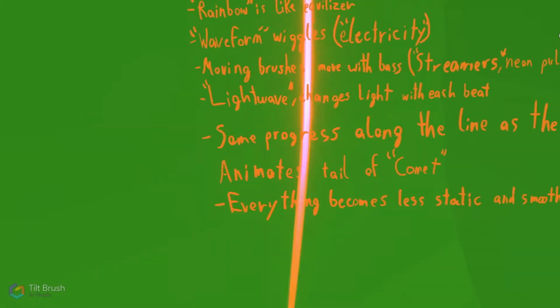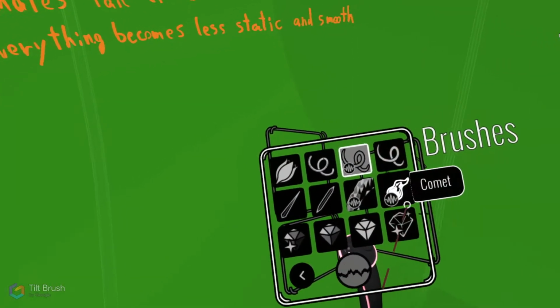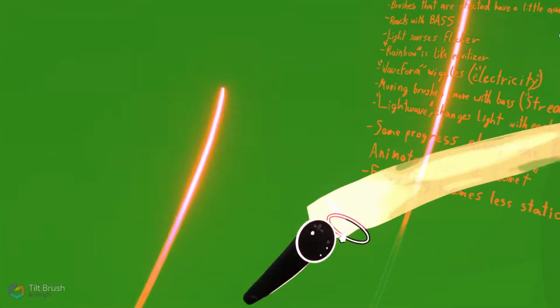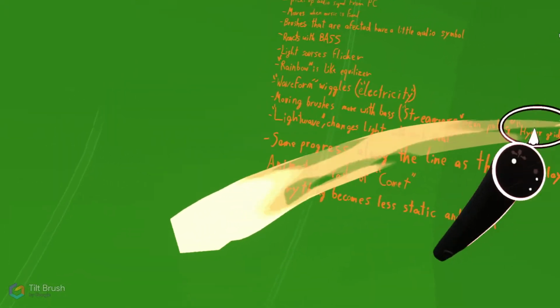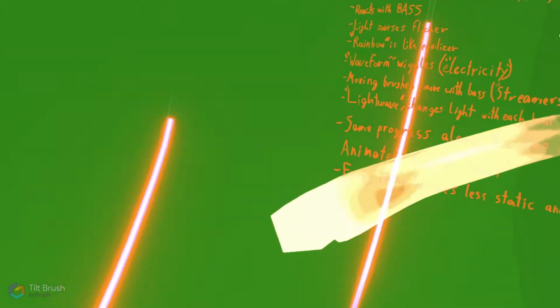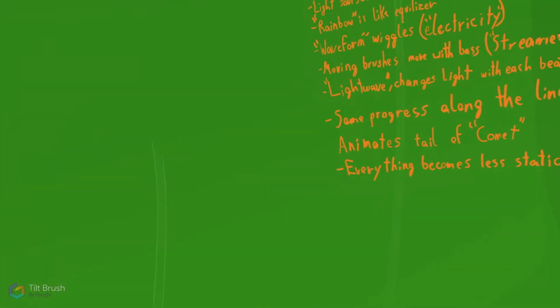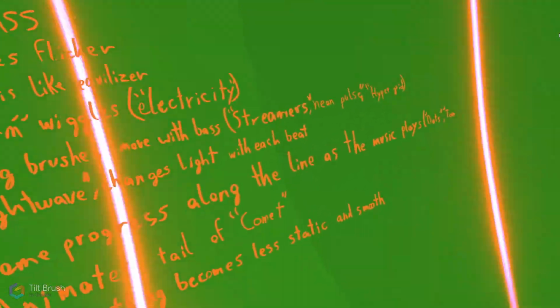And then it animates the tail, the comet. So let's see the comet. You can see how the end is mostly the same, it pops like most bright areas, but the tail actually animates and moves down, sort of. Like fire animation almost, but only when the music comes. And also everything becomes less static and smooth.